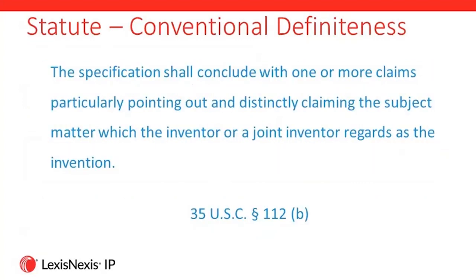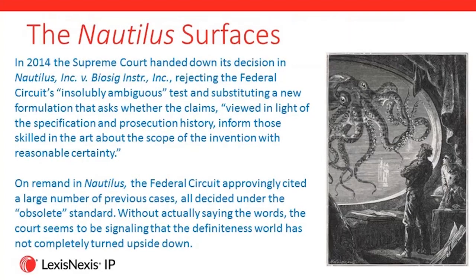All right, now I think the next slide, Joe, is when we start to get into the Nautilus decision. So first we have here just the statute to give everybody the recollection. The statute here is 112(b). The specification shall conclude with one or more claims, particularly pointing out and distinctly claiming the subject matter. So very simple, and then that leads us to Nautilus. Now I think that comes straight from your book, right? Do you want to take the lead on this?